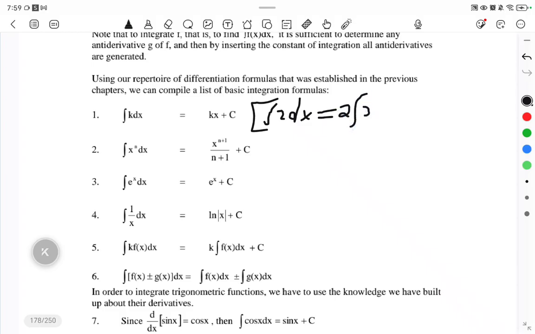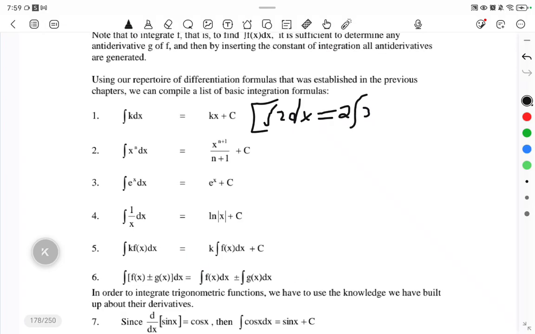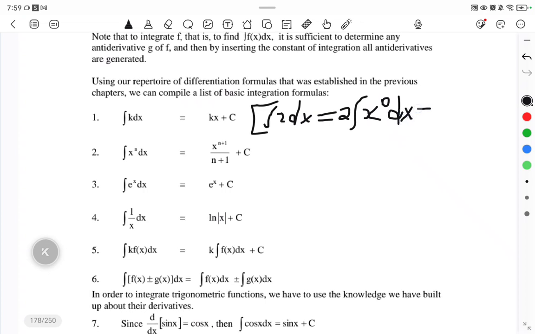If I have nothing there, guys, any function goes with 1. It's that function times 1. And what is 1 in this case? x to the 0. You see, right? And this will be, using that rule, x to the 0 plus 1 over 0 plus 1. Then I add my c. And this will be 2x plus c. That's why here we got kx plus c. So in this case, our k is 2. That's what you get when integrating a constant.